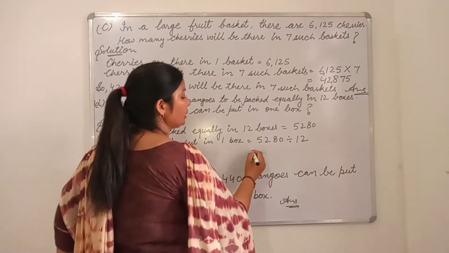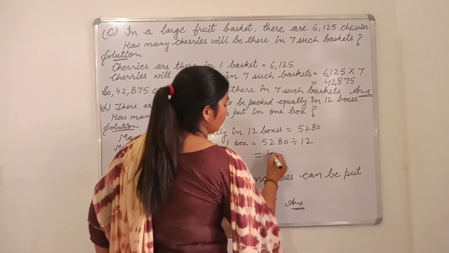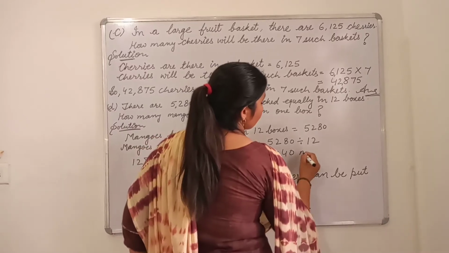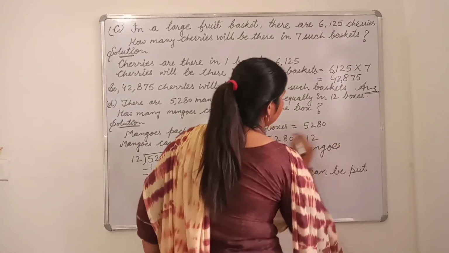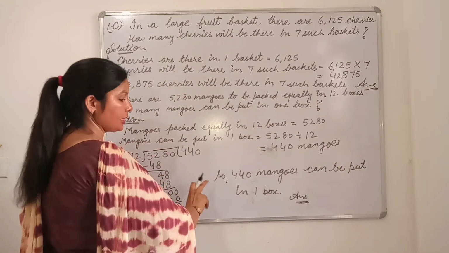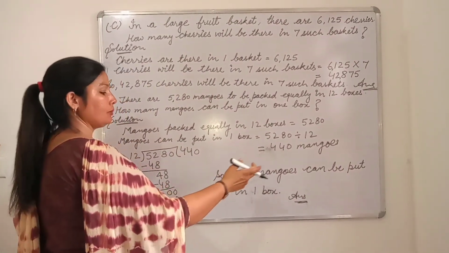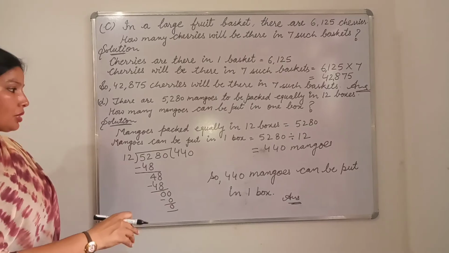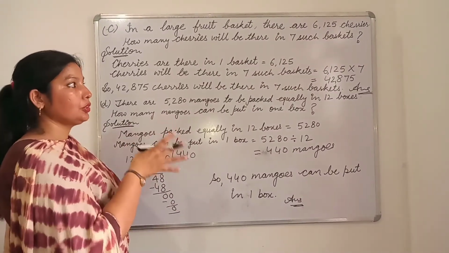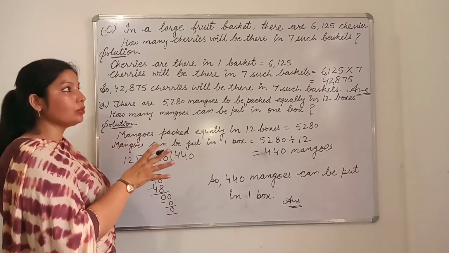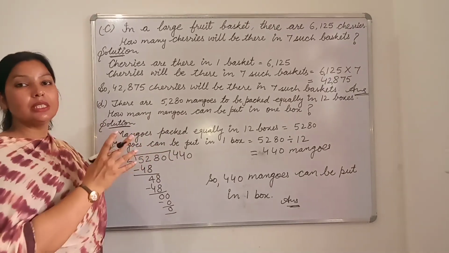There also we should write the answer. 440 mangoes. Okay. There also you should write. And in the last you should write this sentence. So 440 mangoes can be put in one box. That's your answer. So like this you have to solve your questions with a sentence. Okay. All the word problems you should solve with a sentence.